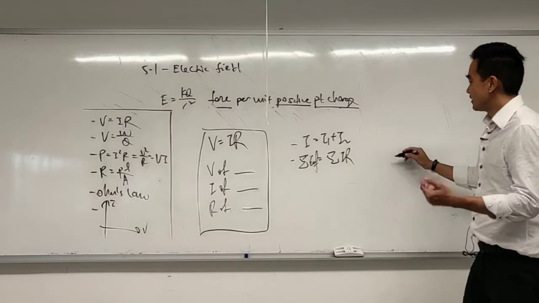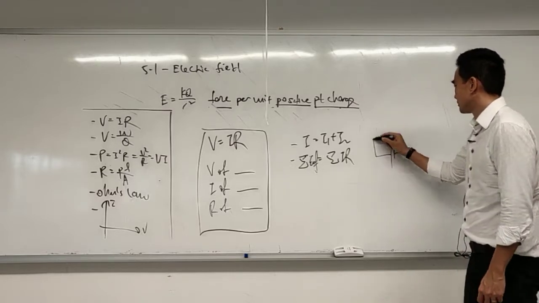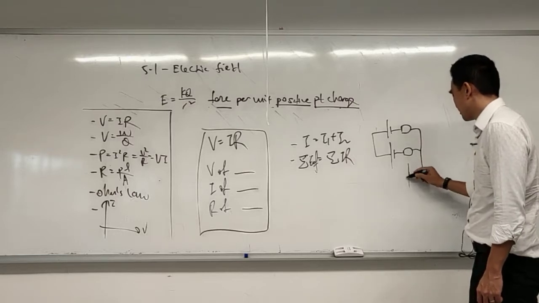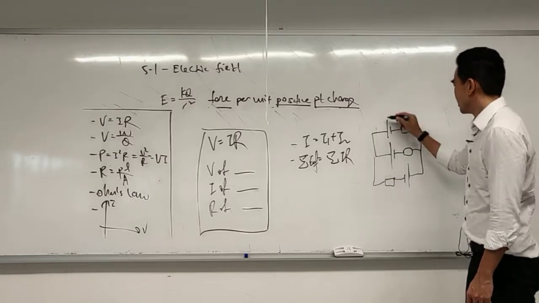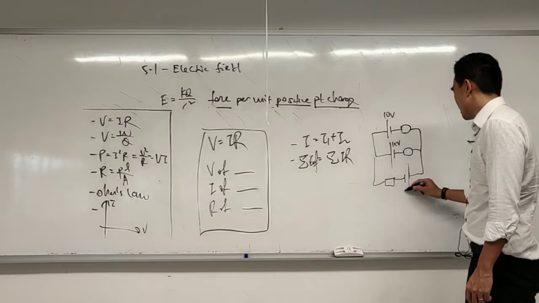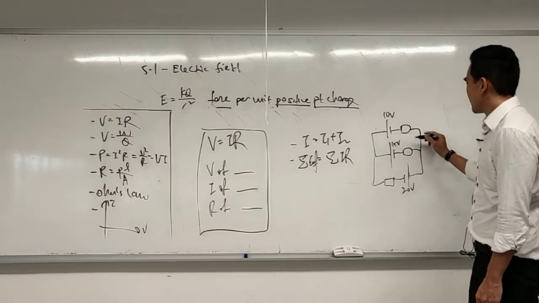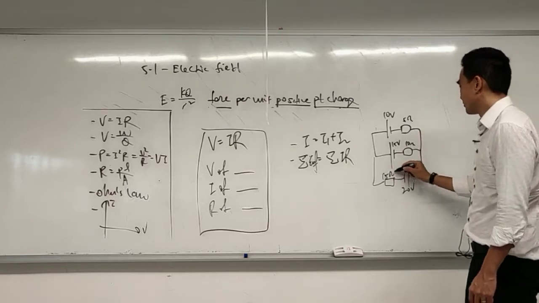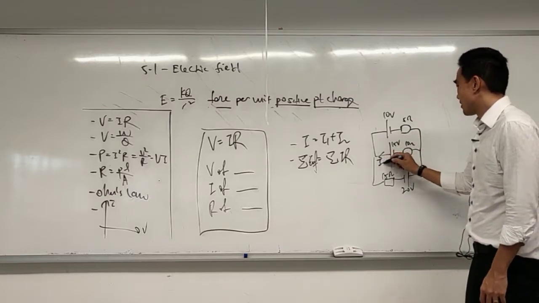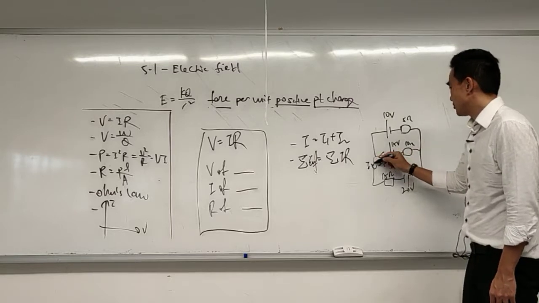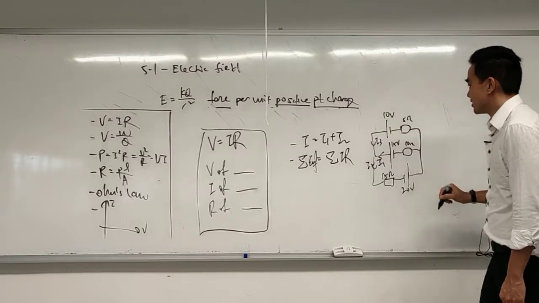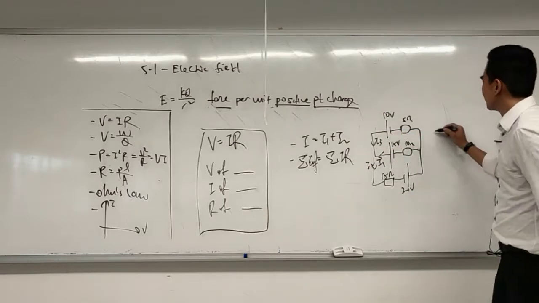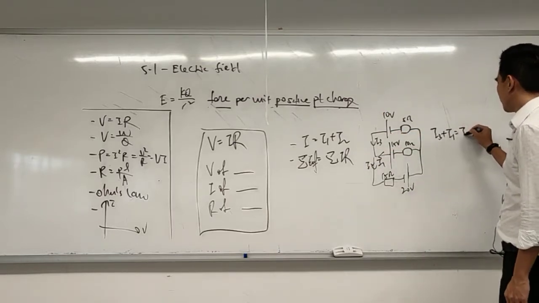Now let me give you one example. To make your life a little bit more interesting, I've reversed this one. So this is 10 volts, 15 volts, say 20 volts. And these will be 5 ohm, 10 ohm, 15 ohm. Let's assign the currents I1, I2 and I3. So in this way, I3 plus I1 equals I2.